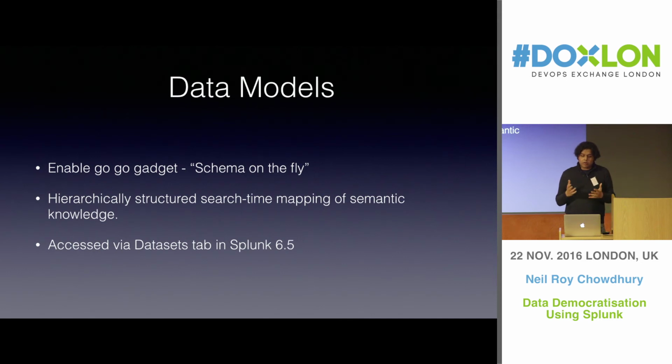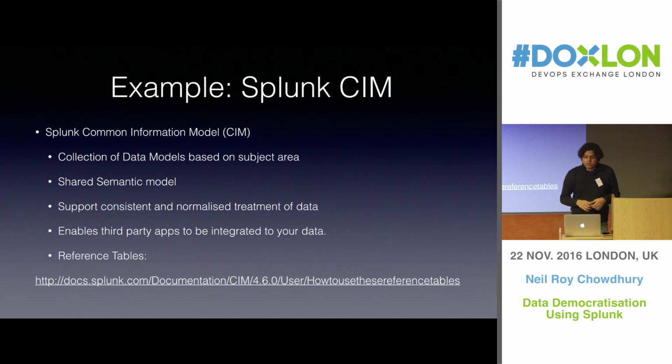So there's a bit of confusion around data models. These days, if you wanted to check it out, you probably need to access it using the Datasets tab in Splunk 6.5. So an example. This is basically Splunk dogfooding their own paradigm. When it really comes down to it, you're talking about a certain structured semantic model that Splunk gives you that you can abide to, right? It's a shared semantic model, and you can normalize your data to look at that model.